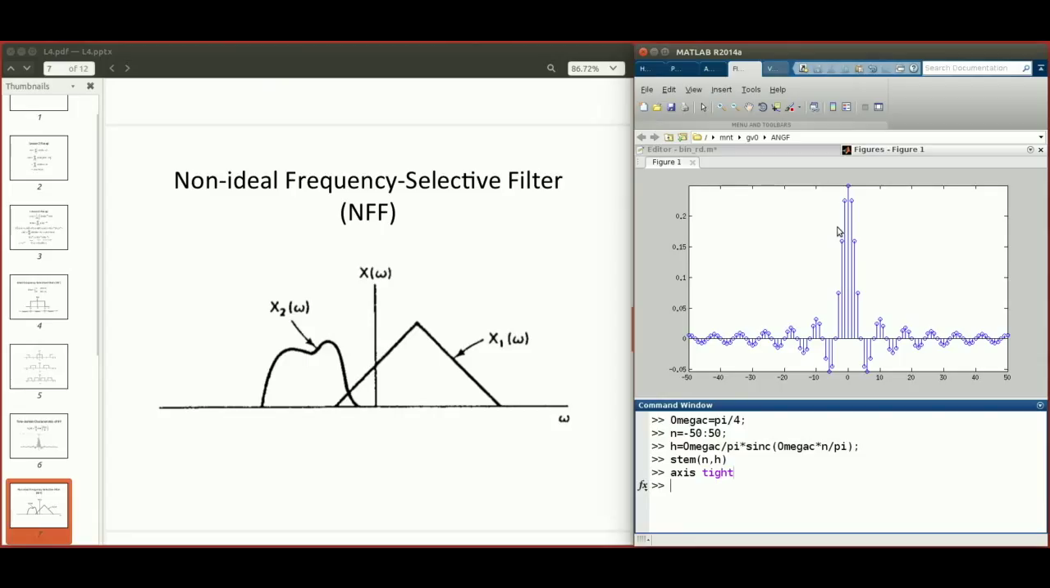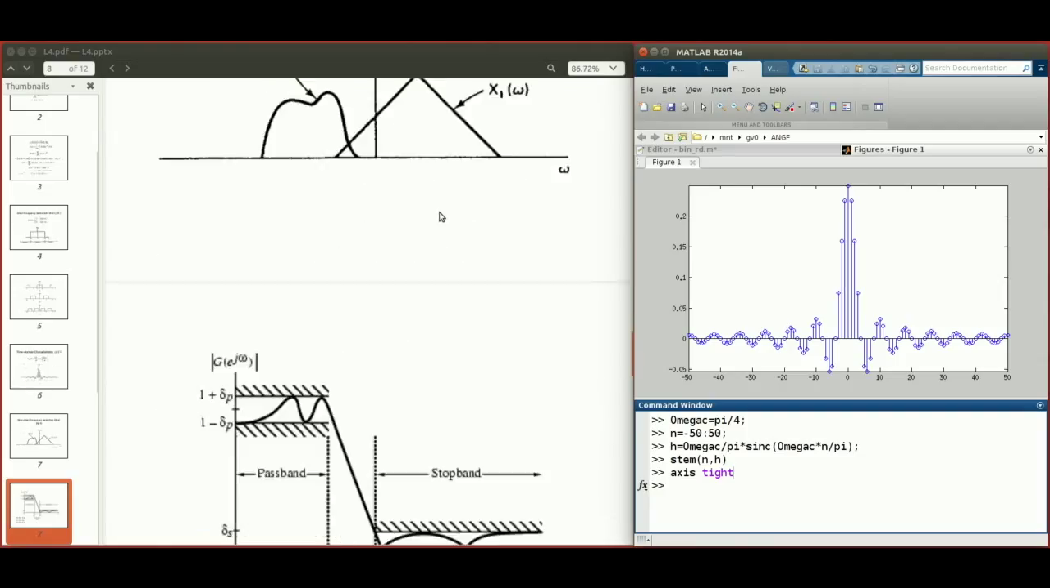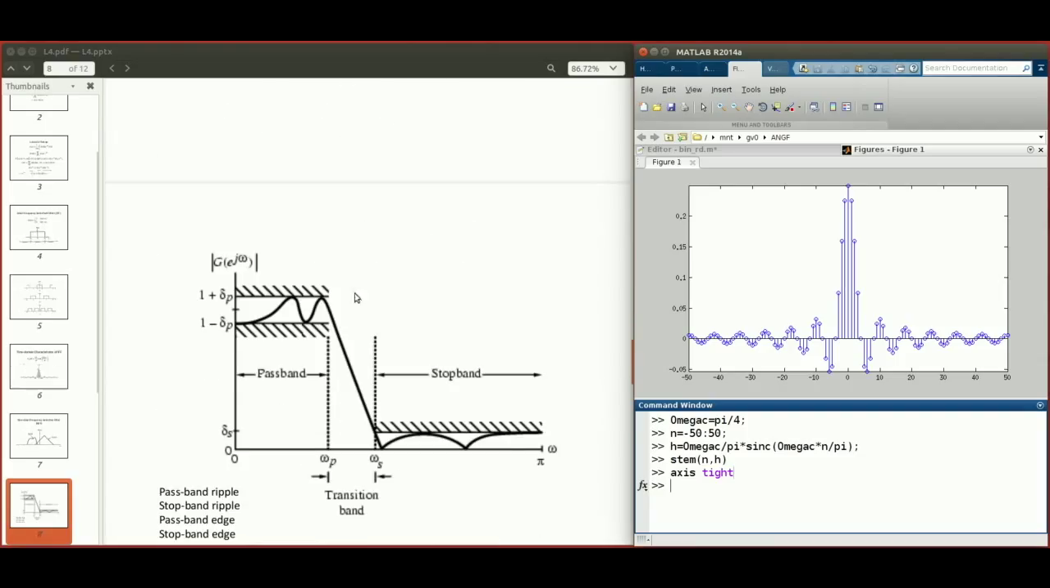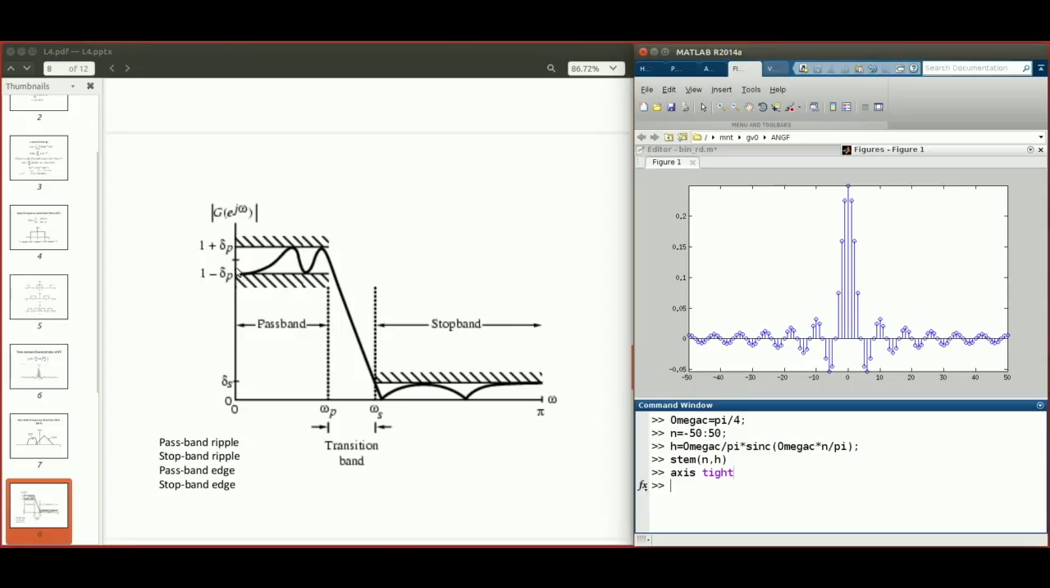So in practice, you may want to use a non-ideal frequency selective filter, or NFF. What does this kind of NFF actually look like? This is half of the low pass filter, so it only goes from 0 to pi. You also have minus pi to 0 on this side, but it's going to be symmetric, so it's not drawn here.